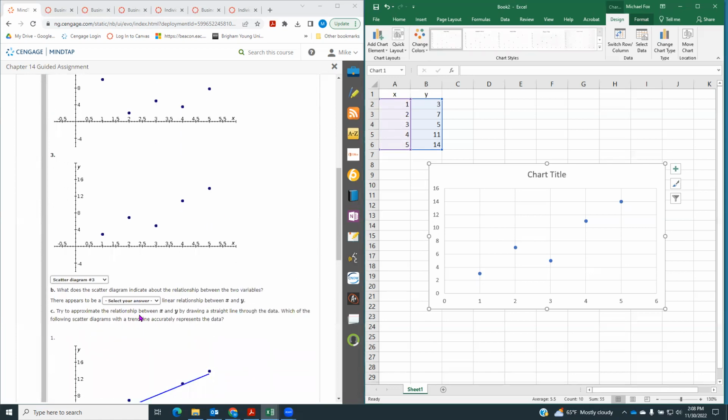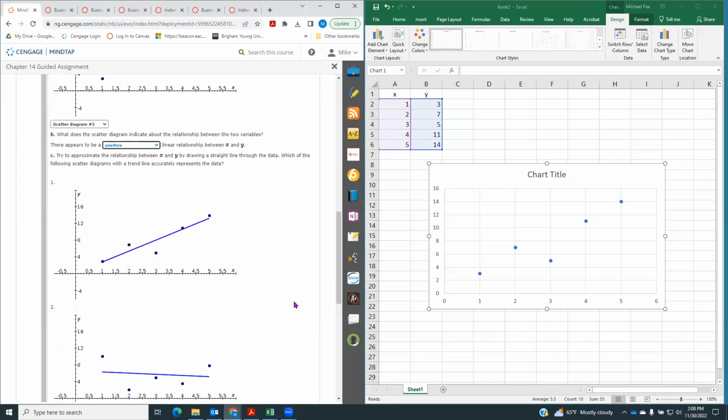All right. It says, B, what does the scatter diagram indicate about the relationship between the 2 variables? And so I would say it looks like they are positively correlated. Choices, it says positive or negative. And again, positive just means that as X goes up, Y goes up. Negative would mean that as X goes up, Y goes down.